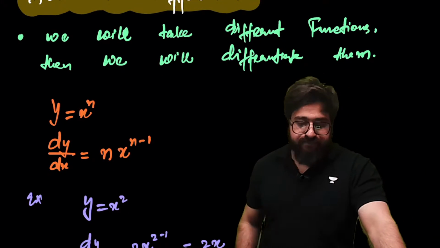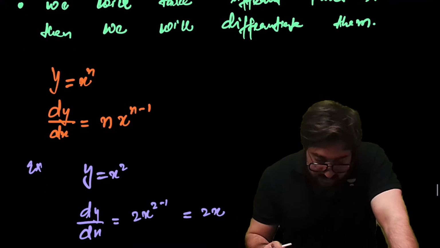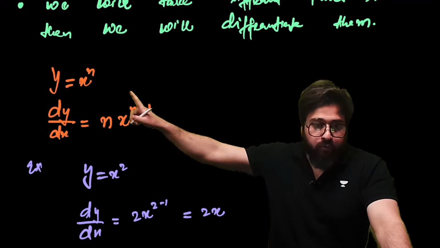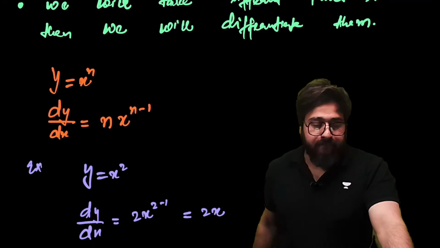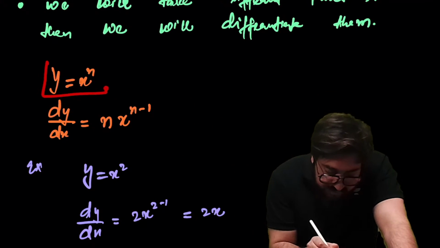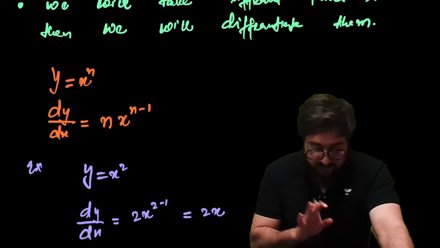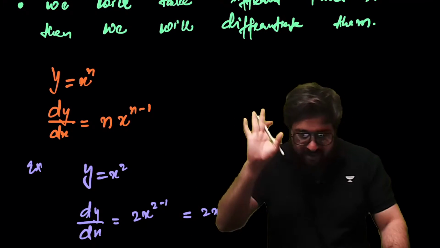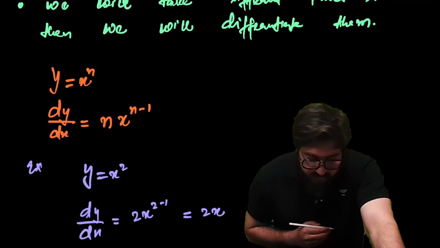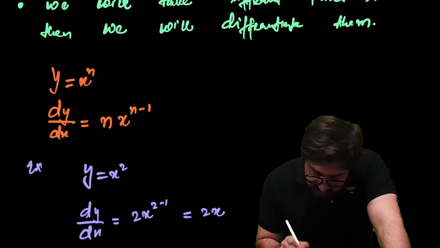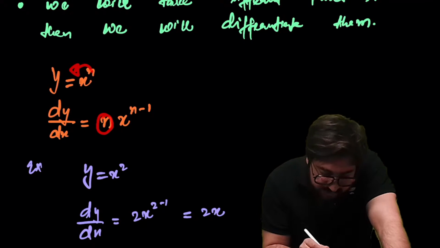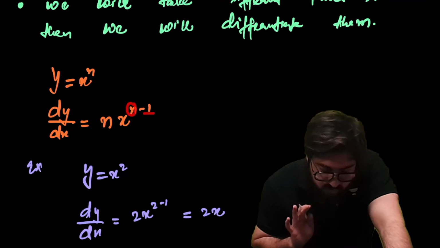How to differentiate. Let's suppose you have y is equal to x raised to the power n, and you have to differentiate this term. How do we do the differentiation, dy by dx? Simply, the differentiation of this will be: take the power down, that is n, then the power becomes n minus 1.